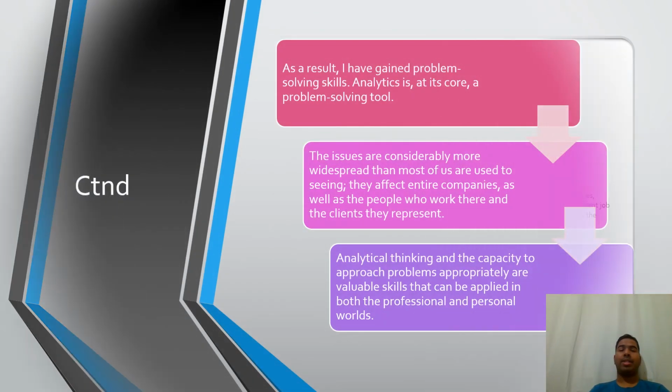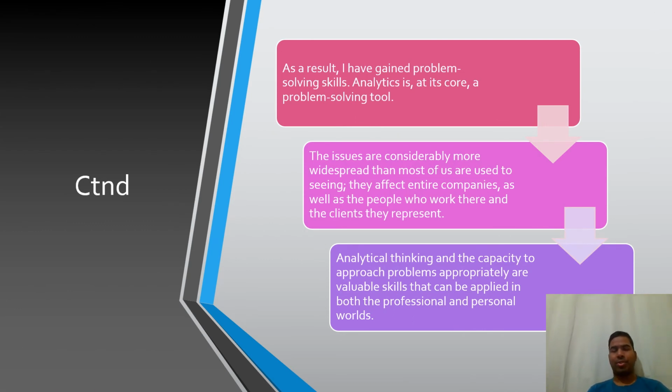Moving on to the next slide, it is also the continuation of a previous topic. As a result, I have gained problem-solving skills, as analytics has problem solving at its core. The issues were considerably more widespread than most of us are used to seeing. They affect entire companies, as well as the people who work there and the clients they represent. Analytical thinking and the capacity to approach problems appropriately are valuable skills that can be applied in both the professional and personal worlds.